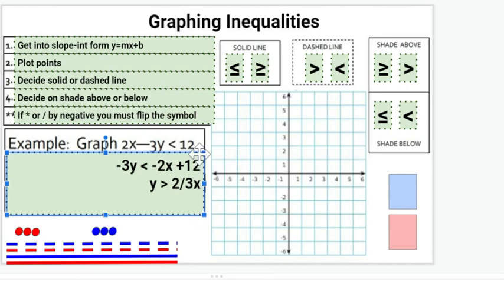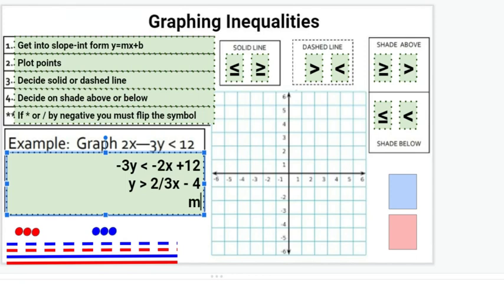And then I also need to do positive 12 divided by negative 3. So that'd be negative 4. There we go. So my new inequality is y is greater than 2 over 3x minus 4. So that's in slope-intercept form. My m.